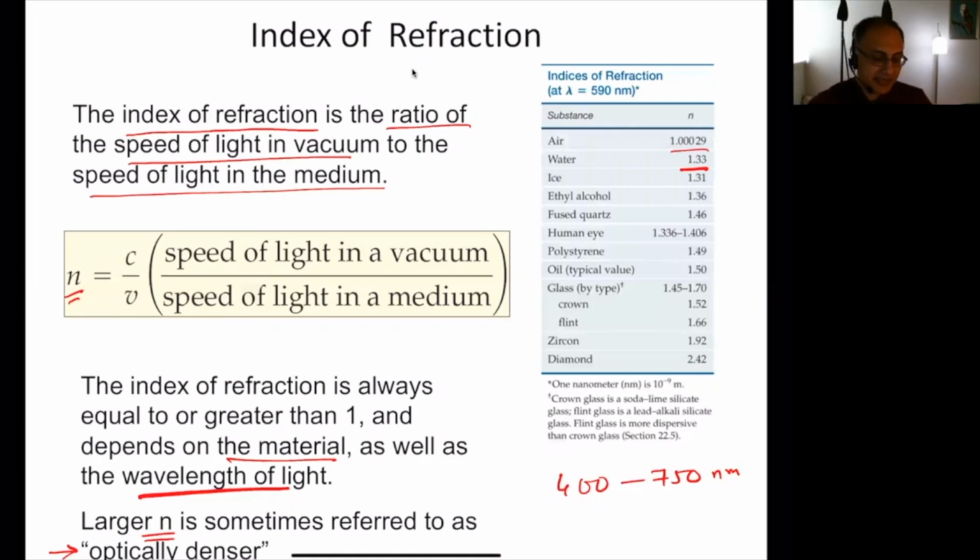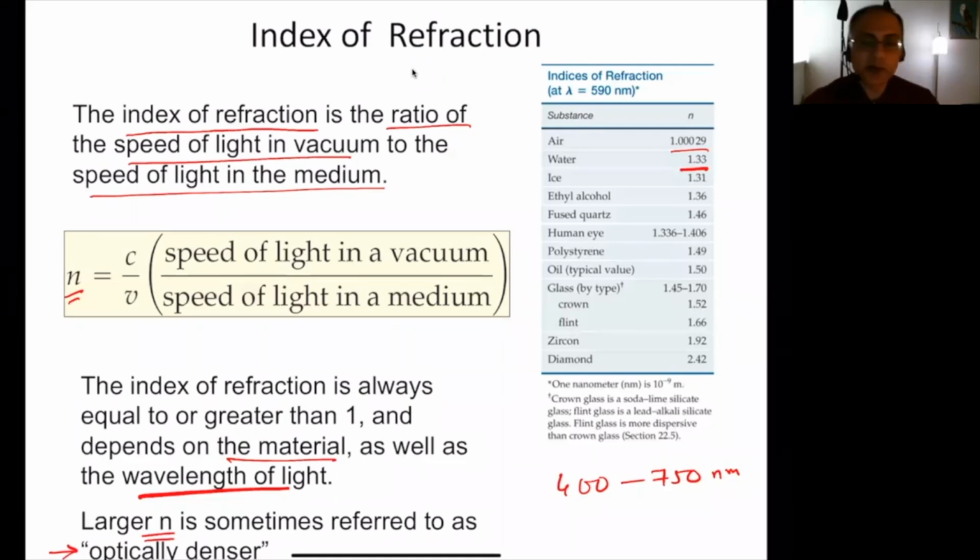So the index of refraction for a certain medium is the speed of light in vacuum divided by the speed of light in the medium. That's the definition of n, and it depends on the medium. It also depends on the frequency of light or wavelength of light. That clear to all of you?